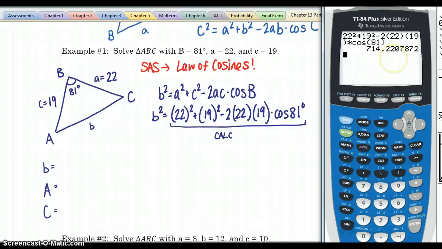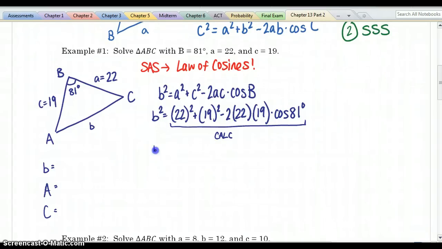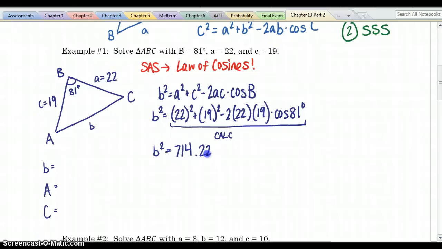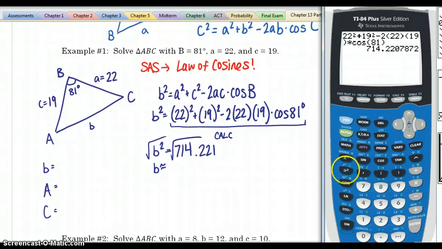And there's my number. Now, beware, that's not our side b, that would be too big and wouldn't make sense. This is instead b squared. So b squared is 714.221. In order to get b, I'm going to take the square root of both sides. I'll do that on my calculator really easily: second, then the square root, and to get this exact number without having to round, second, and then the negative symbol. That way it just takes the last answer you got.